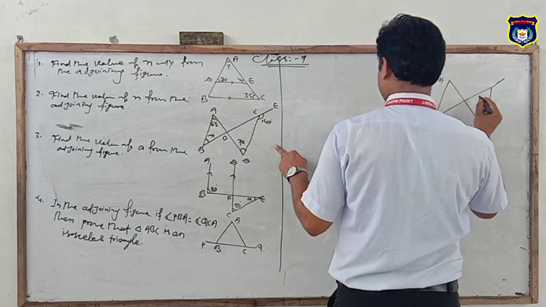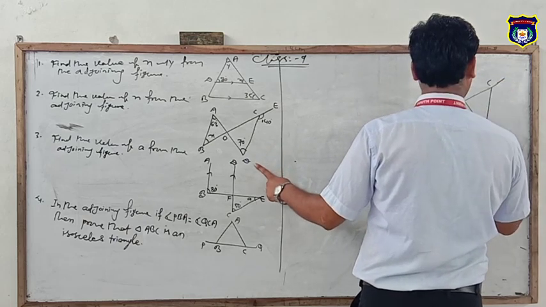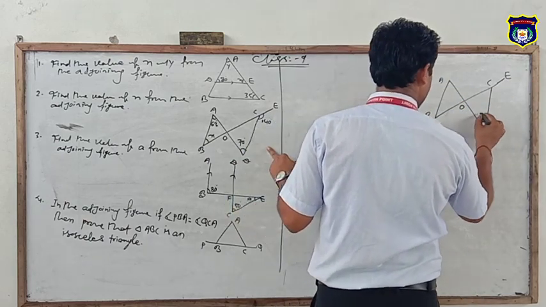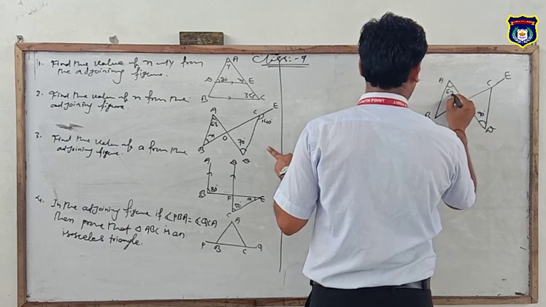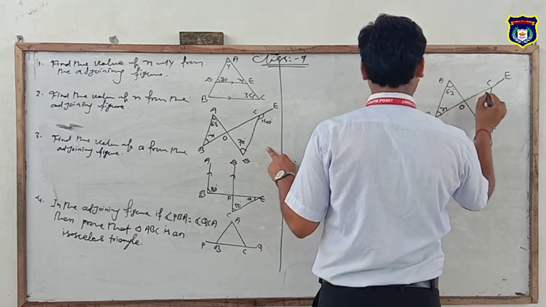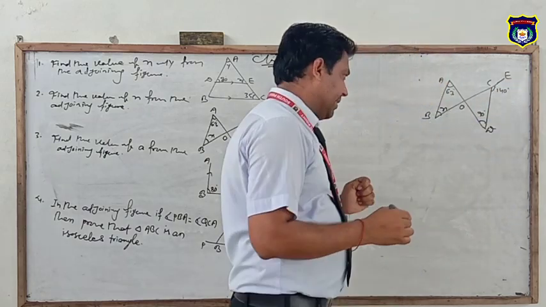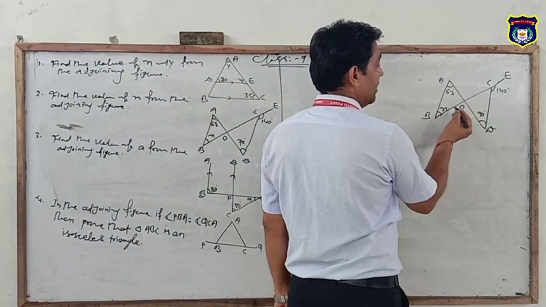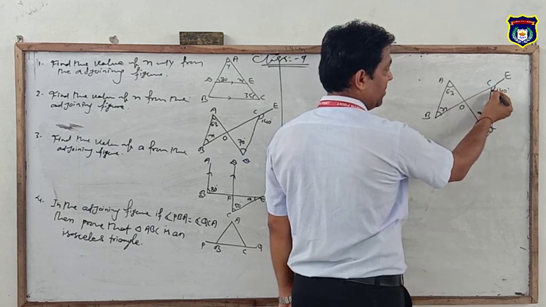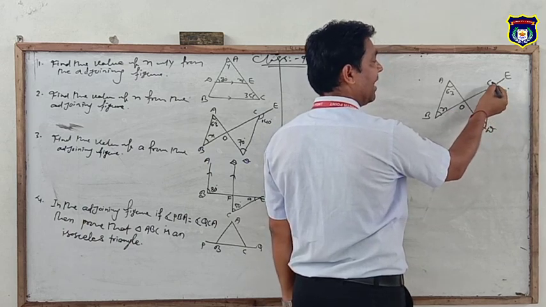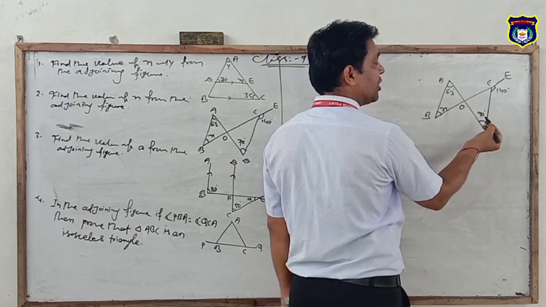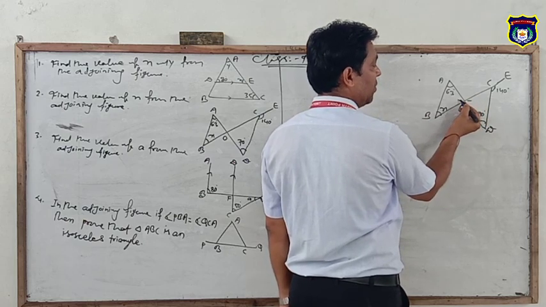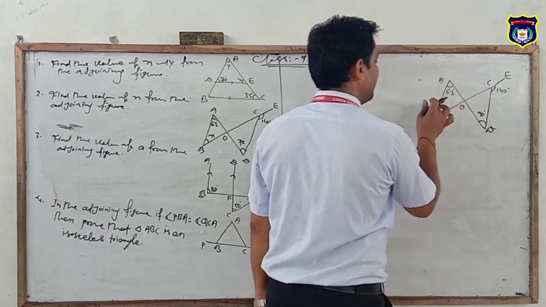AB and CD intersect at the point O, and this is E. The angles are 70 degrees, 63, and X, and 140. Find the value of X. First of all, 140 is the exterior angle of triangle COD. Using the exterior angle property, we find the value of this angle. This is a vertically opposite angle. Then using the sum of the angles of a triangle, we will find the value of X.